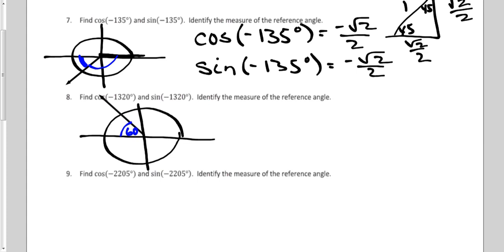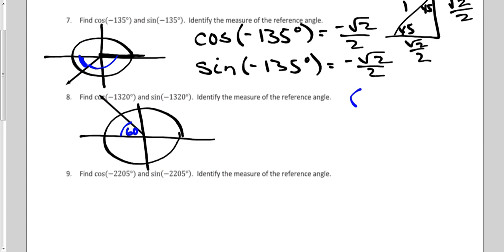So now, what's my cosine going to be? Is my cosine going to be positive or negative, Sophie? Remember, cosine's my x values. Yep. Negative cosine. What's my sine going to be, Jordan? Positive, because it's above the x-axis.